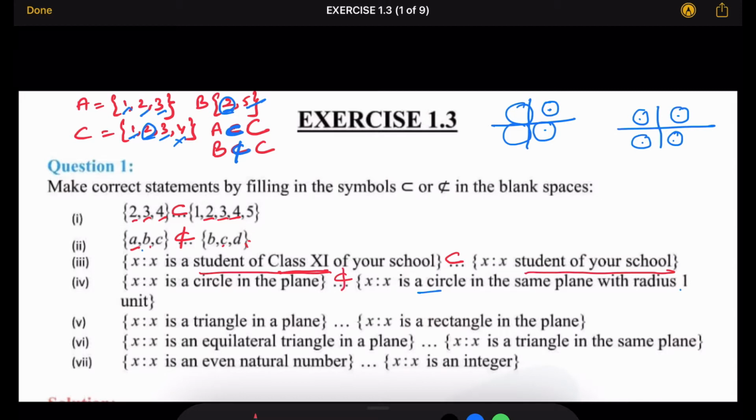Next, going to the fifth one, X such that X is a triangle in a plane, and the second set consists of X such that X is a rectangle in the plane.